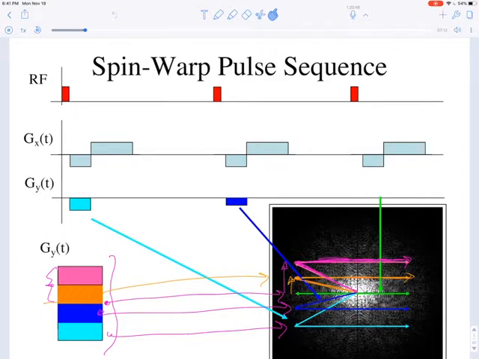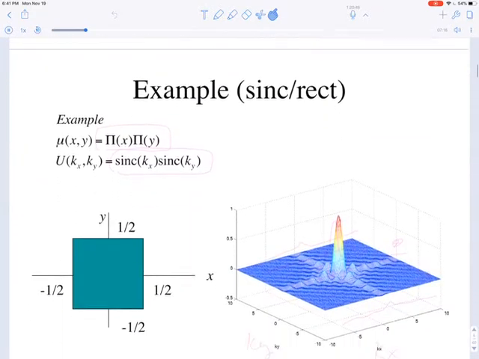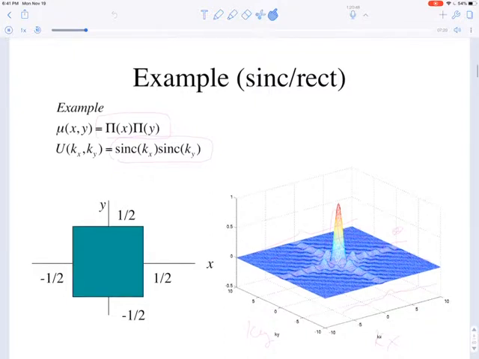We're just covering k-space in horizontal lines along the kx axis. All right? So let's just do an example of an object. We're assuming our object here is a two-dimensional rect function. So we know the Fourier transform is going to be a two-dimensional sinc function, okay? Where this is kx and this is ky.